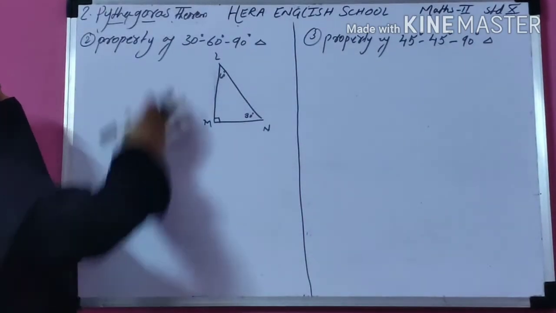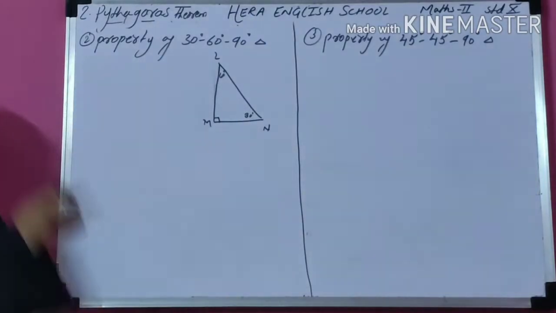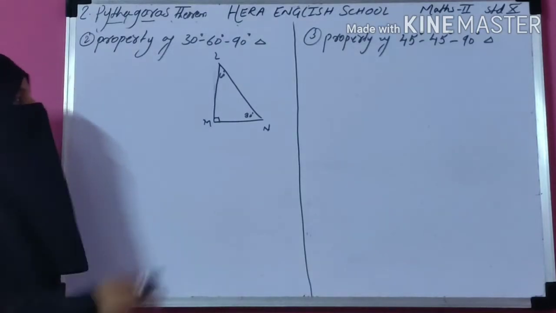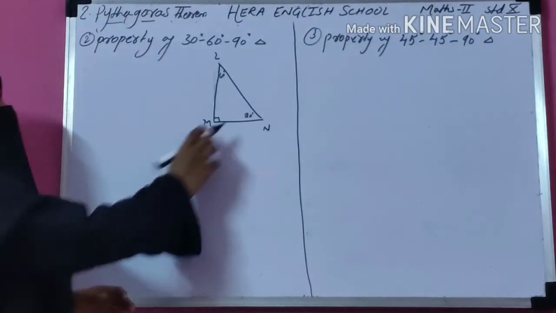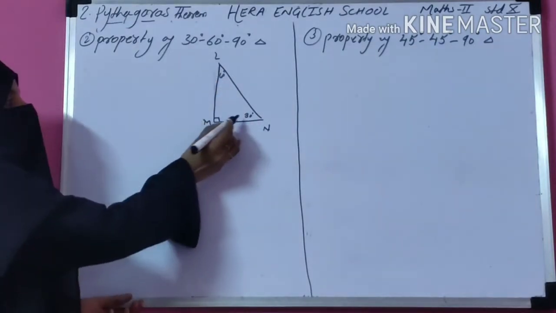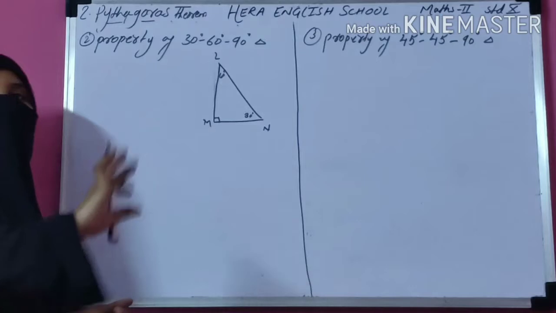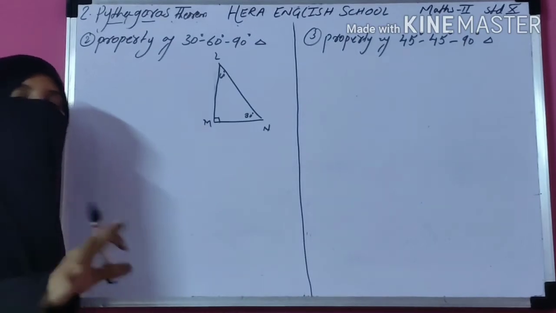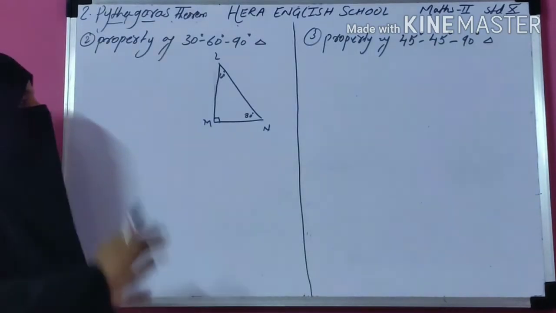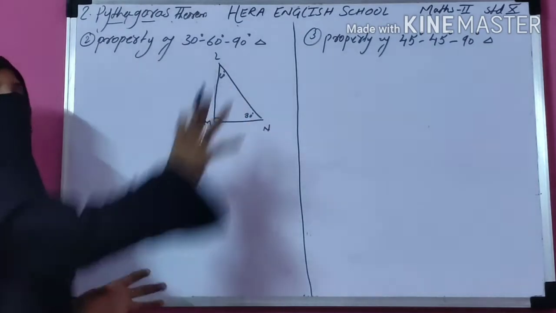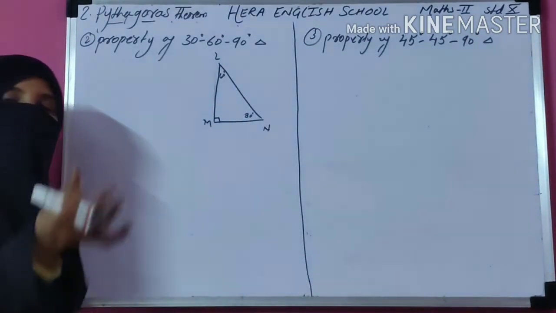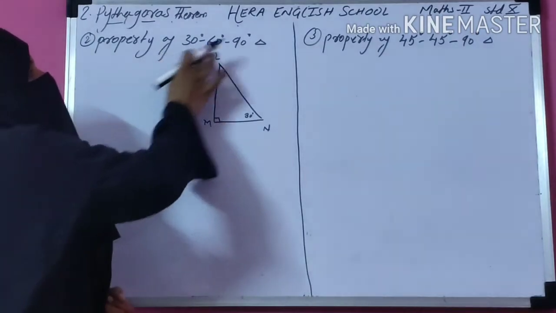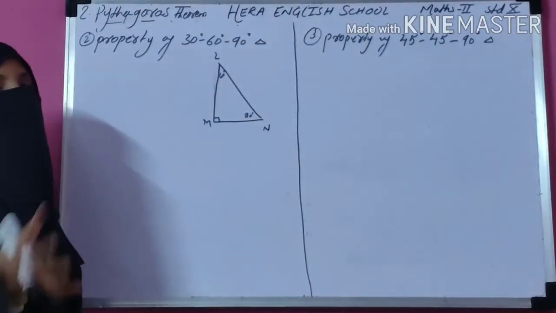If in your right angle triangle the three angles are 30, 60 and 90, then the side opposite to 30 is half of the hypotenuse. Here you have to remember the properties. There is no need to prove the theorems. We have to use this property while solving the sums. Okay. So this is the 30, 60, 90 property, or you can say the 30, 60, 90 theorem.